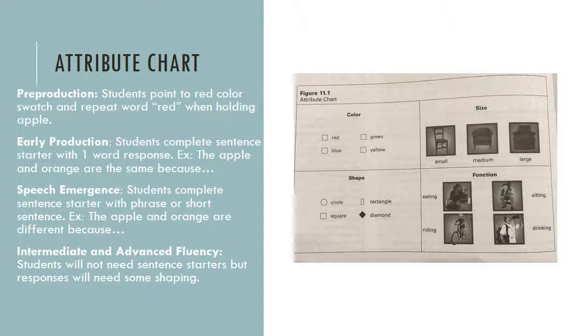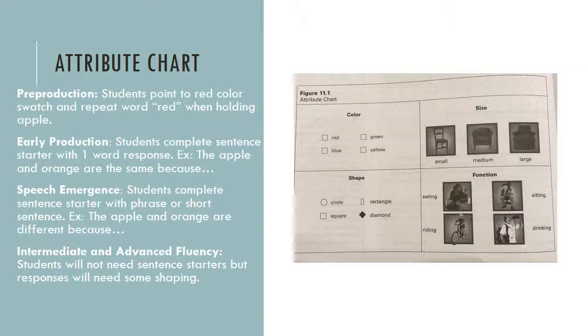For example, the apple and orange are the same because. For speech emergence, students complete sentence starter with phrase or short sentence. Example, the apple and orange are different because. For intermediate and advanced fluency students, they will not need sentence starters, but responses will need some shaping. The attribute chart can be gradually increased to include more characteristics, such as the composition of items and parts of the item.